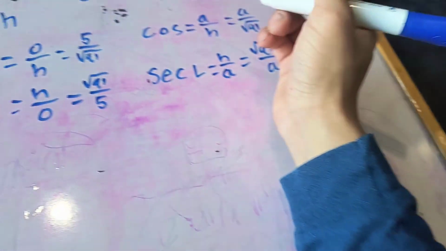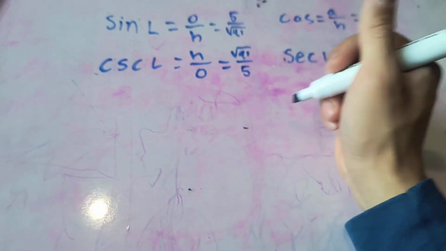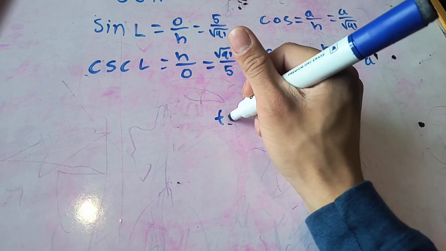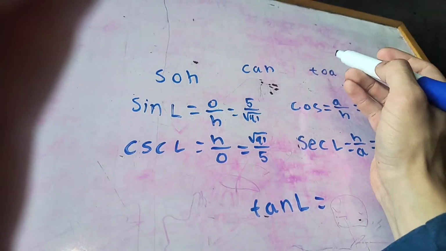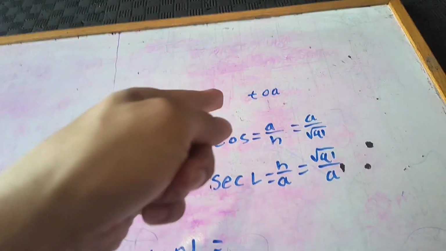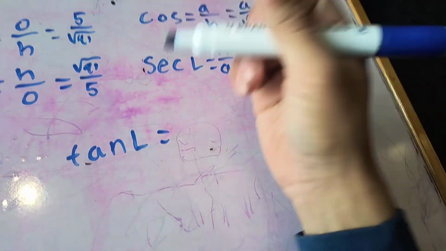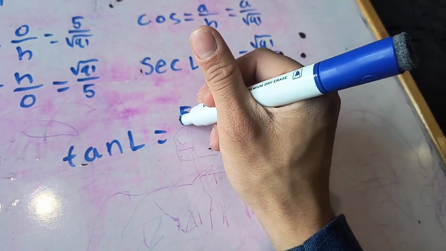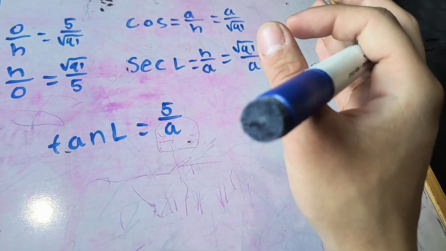Now let's find tangent. The tangent of L, tangent is TOA, which means opposite over adjacent. So the opposite is this one right here, this 5, relative to this angle L right here, and adjacent is A right here. We don't know what A is. Remember, we don't know what A is.